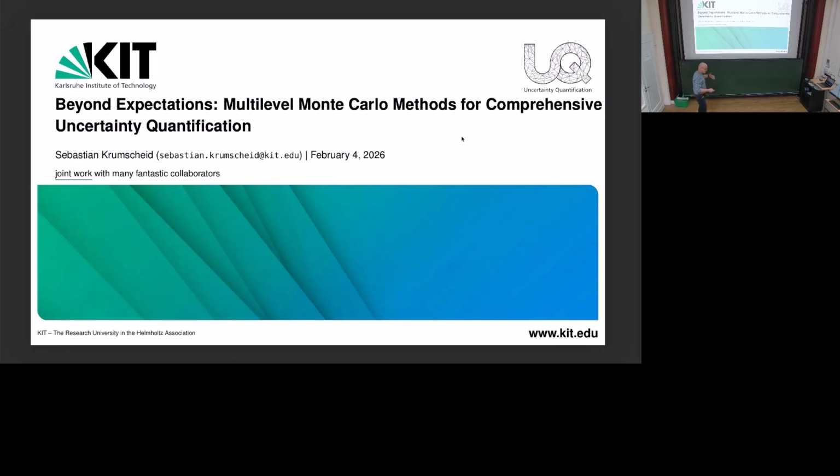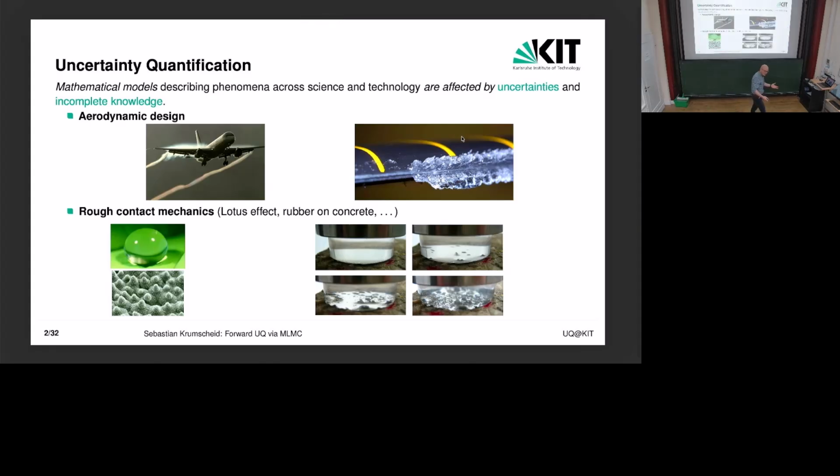Okay, so this workshop is about multi-level techniques, multi-fidelity, I think, is the word that's used in the title. It's not necessarily uncertainty quantification. I would argue uncertainty quantification has vastly benefited from these hierarchical approximations, in particular for computational models.